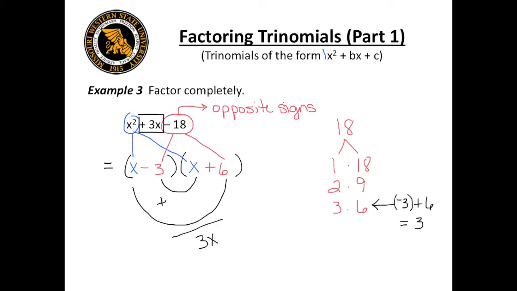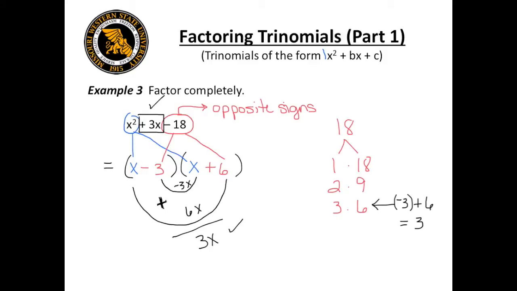Notice that negative 3 times positive 6 does give us the negative 18 that we need. When we multiply the inner product, negative 3 times x, we have negative 3x. The outer product is x times 6, or plus 6x. When we add those two terms together, notice we do get 3x, which is what we need it to be.